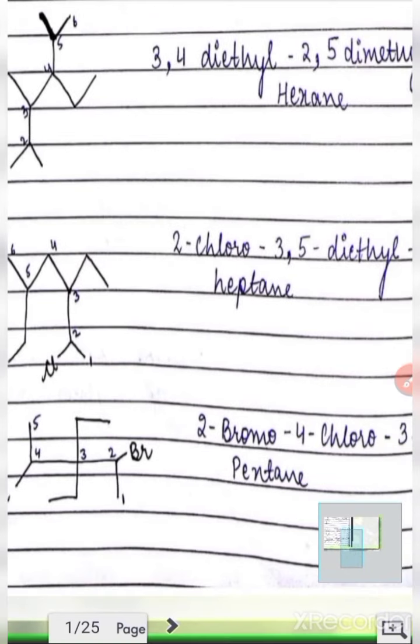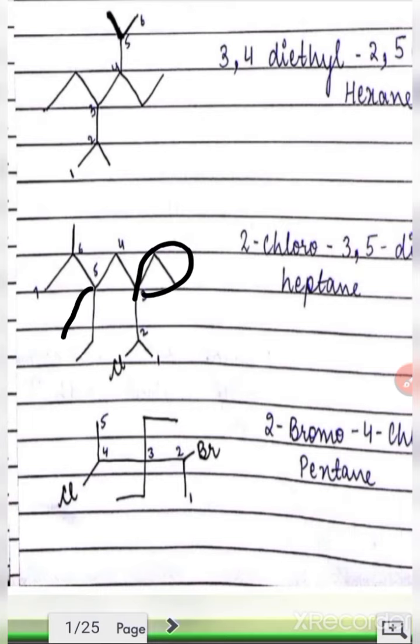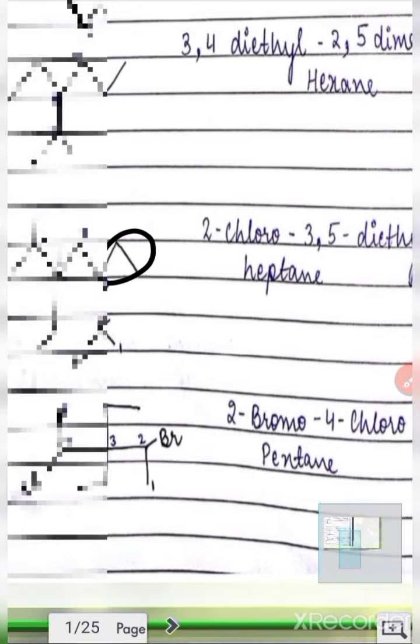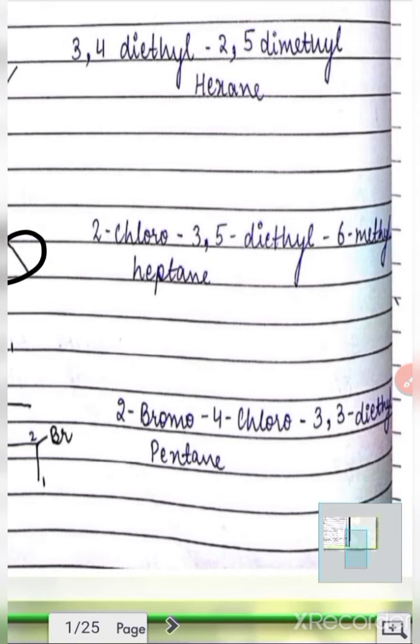2-chloro, 3,5-diethyl, 6-methylheptane. These are all according to the alphabetical order: C, E, M.